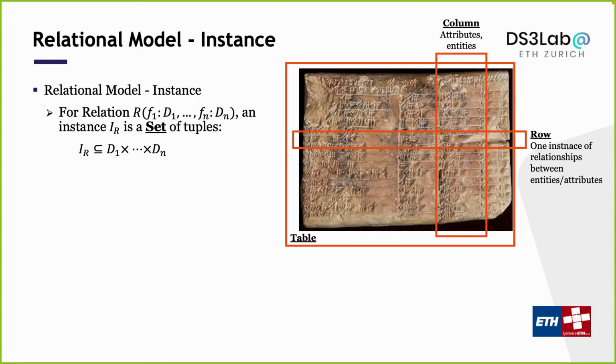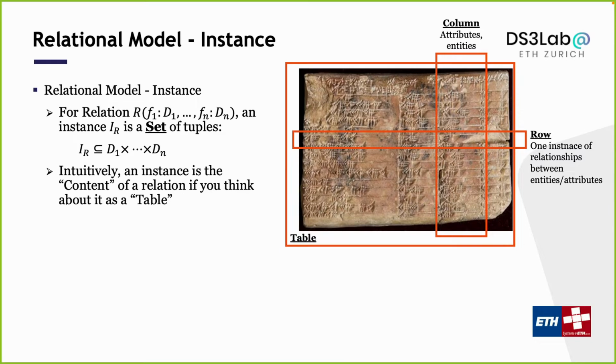Not all the ways you can fill in values in a table are consistent with my schema. For example, if I say the first column is integer, you cannot put a string there, right? So this essentially says that an instance IR of a relation R is simply a collection of tuples that respect my data type constraint. Intuitively, if you think about an instance as the content of a relation, and a relation as a table, as we will see there's some small difference between a relation and a table. But if you think about it as a table, this is what it is. It's the content.